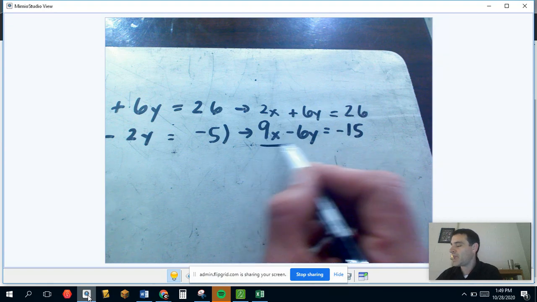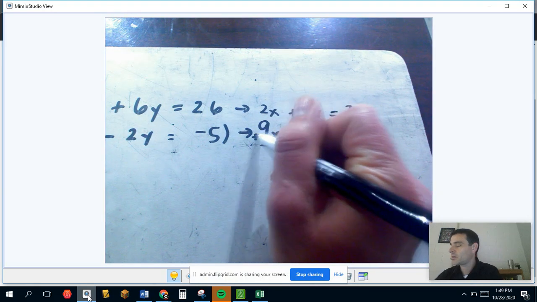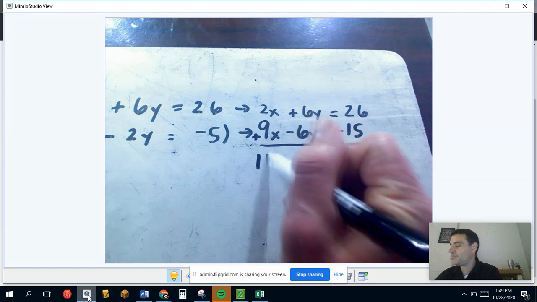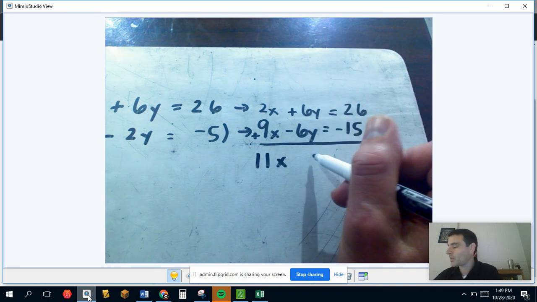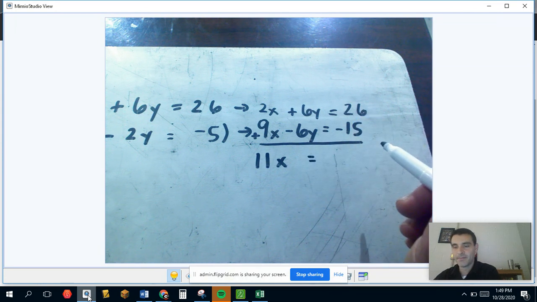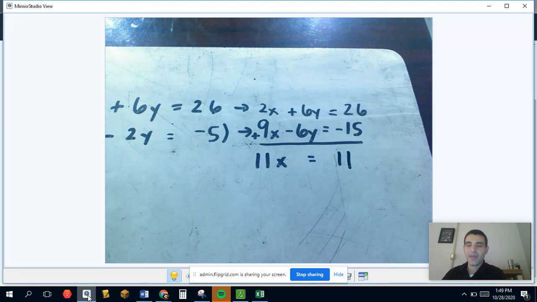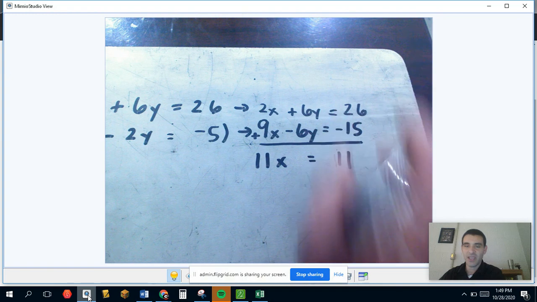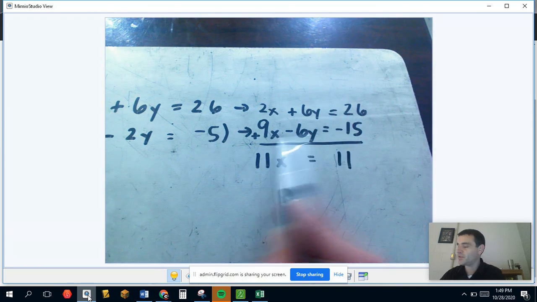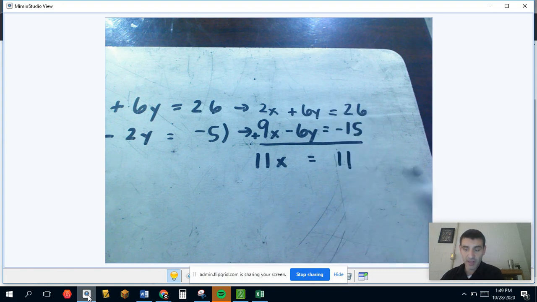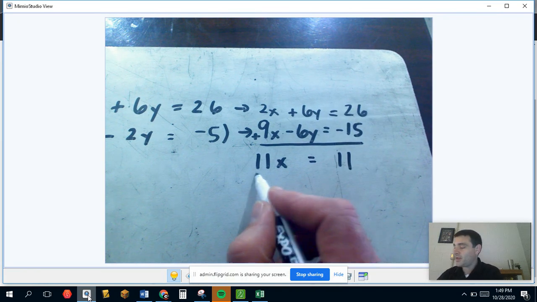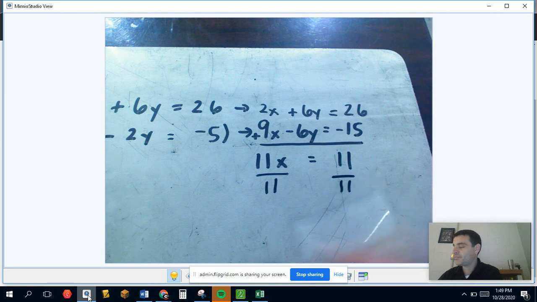Okay, so I can go ahead and add these together. 2 plus 9 is 11. The y's cancel. 26 minus 15 is 11. We add the equations together here, which is perfectly legal because I'm adding equals to equals. These two things are equal to each other, so if I add them to two things which are also equal to each other, the equality is preserved. Naturally, here we divide by 11 to get x equals 1.